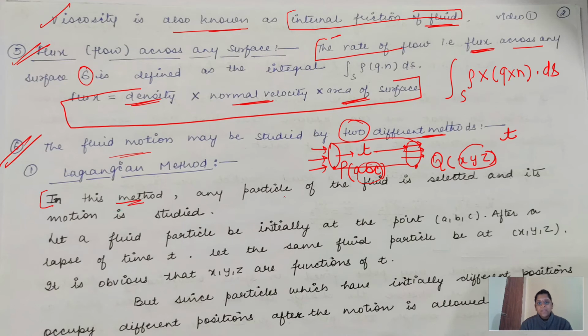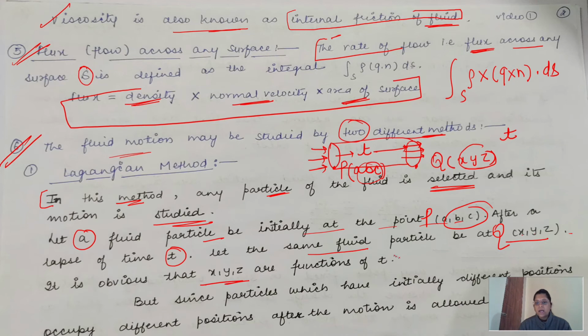In this method, any particle of the fluid is selected and its motion is studied. Let a fluid particle be initially at a point, which we take as P, and the coordinates of that point are a, b, c because it's a three-dimensional body. After a lapse of time, let the same fluid particle be at a point Q and its coordinates be x, y, z. It is obvious that x, y, z are functions of t because the particle is changing its position with respect to time. Now, since the particles which have initially different positions occupy different positions after the motion is allowed.